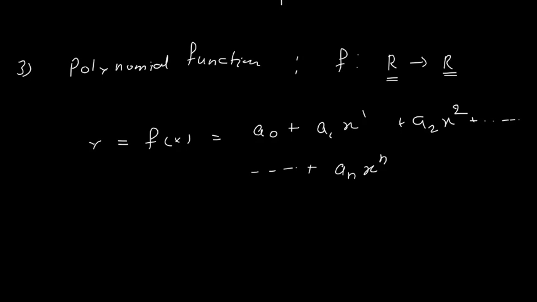Now here in this case n should be a non-negative integer, and the value of an should not be equal to 0. Then this is considered a polynomial equation of degree n. So let us take a simple example. If I take y, which is f(x), equals say x square. Now this is also a polynomial equation. Here the degree is 2.